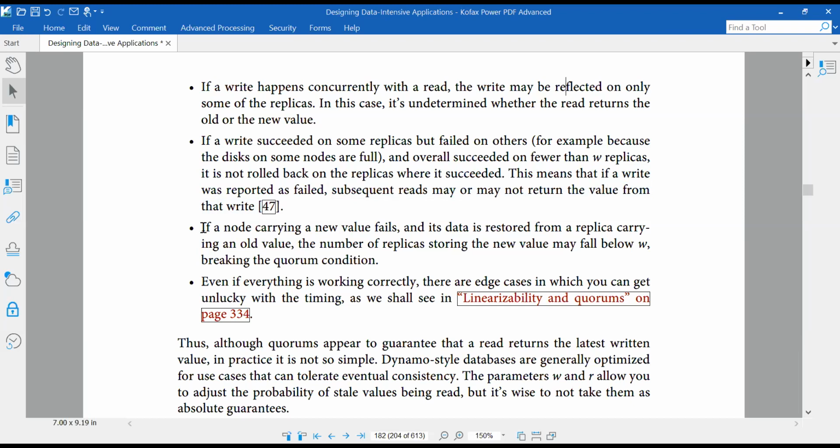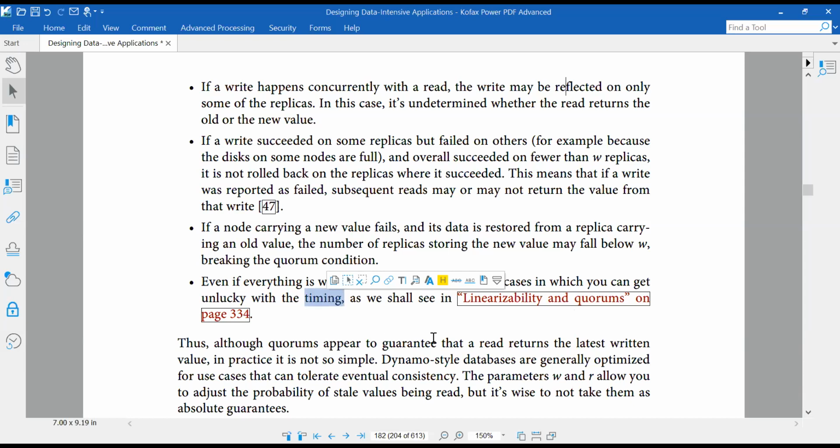Okay. All right. If a node carrying a new value fails, and its data is restored from a replica carrying an old value, the number of replicas storing the new value may fall below W, breaking the quorum condition. Interesting. This is something more like the read repair logic or the anti-entropy logic that we have that can address things. Even if everything is working correctly, there are edge cases in which you can get unlucky with timing.